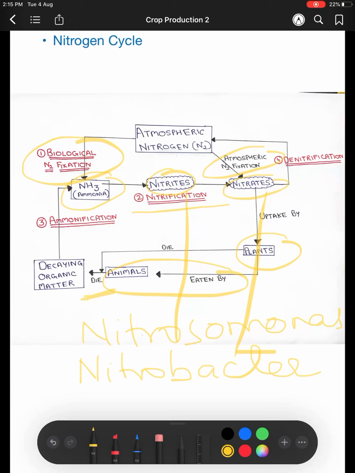When the plant or the animal die, they form decaying organic matter. This decaying organic matter is converted into ammonia, NH3, and this is known as ammonification. But sometimes nitrates are not consumed by the plants. In that case, nitrates are converted back into atmospheric nitrogen with the help of a group of microbes known as pseudomonas. This process is called denitrification. Thus, nitrogen gets cycled in the nature. This is known as nitrogen cycle. I hope it is clear to each and everyone.